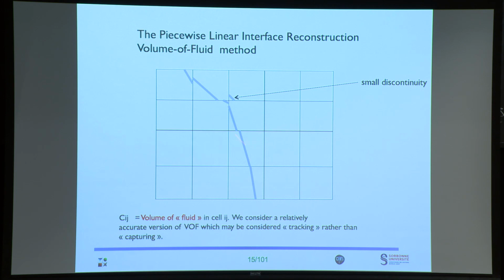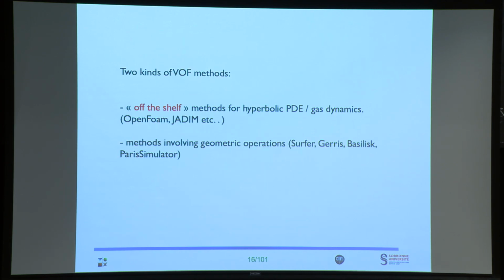We use a specific method called volume of fluid, in which Cij is the volume of the fluid in a given cell. So it would be 1 here, 0 here. And we have cells in between where it is fractional. Then we reconstruct the interface, and the trick here is to reconstruct the interfaces in a discontinuous way. The discontinuity is very small, but it tremendously simplifies the calculations. So we sort of voluntarily degrade the solution in order to make it more efficient. And eventually, it also makes it more precise.